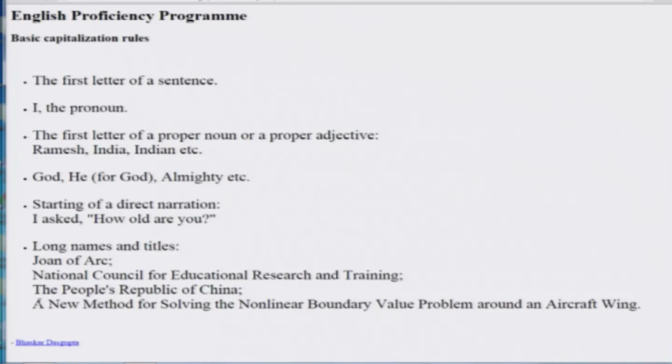This A is capital because it is the first letter. The t of this the is not capital. Similarly, the a of this an is not capital. Okay? Around, a preposition, for, a preposition, these are not capitalized. The other important words, nouns, adjectives particularly, new, method, solving, nonlinear, boundary, etc., etc., aircraft, wing. So important words are capitalized. So these are the general rules for capitalization.